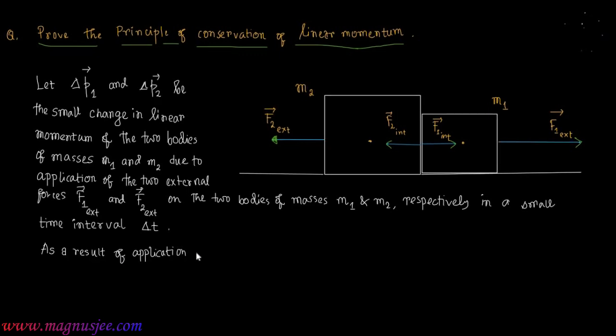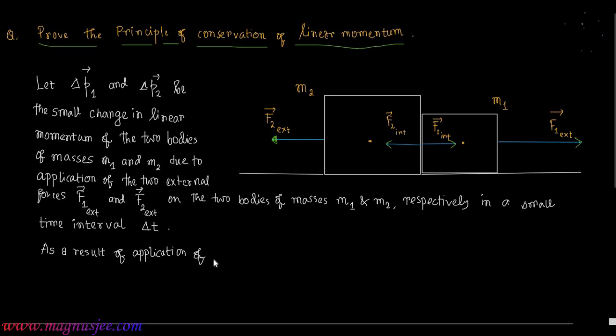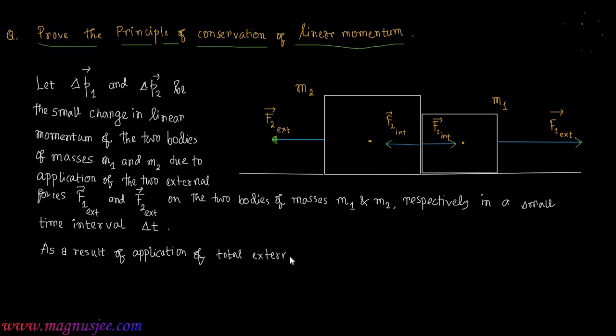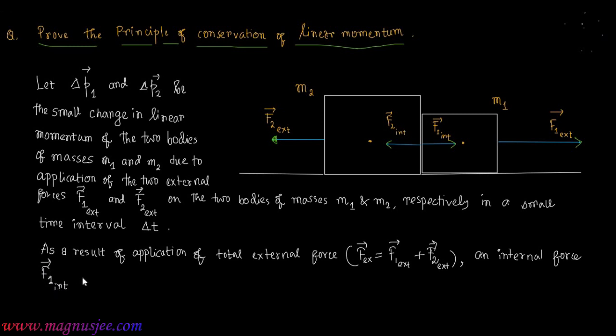As a result of application of the total external force F ext, which is equal to vector F1 ext plus vector F2 ext, an internal force, vector F1 int, will come into play on the body of mass m1, applied by the other body of mass m2.